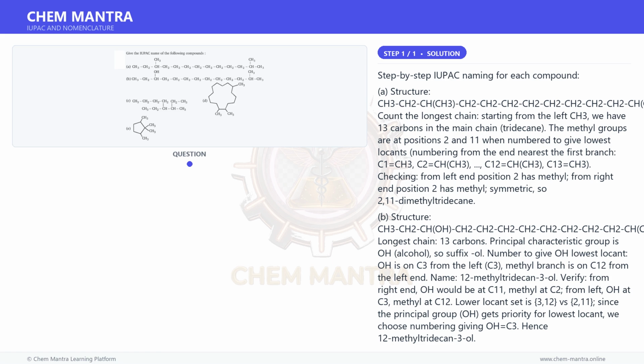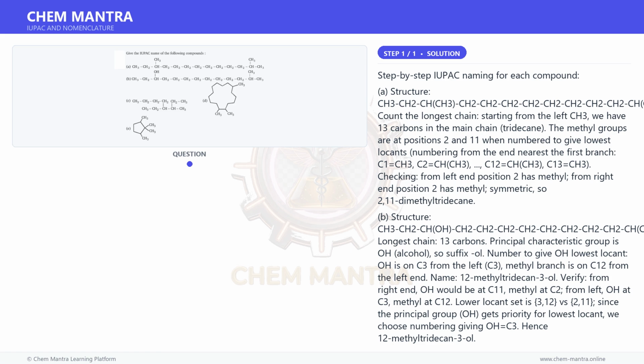Substituents, 1 CH3 at a ring carbon, call it C1, an adjacent carbon, C2, bears a CH3, and another ring carbon, C7, bears a CH3, the one shown at top right of ring. Numbering to give lowest locants, 1,2,7-trimethylcyclopentadecane.